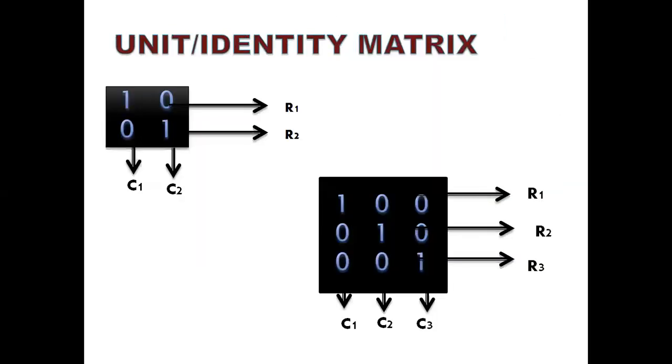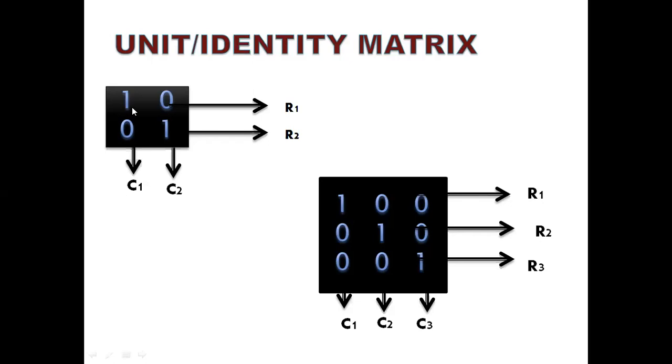Now we come to the last type of matrix in this session. It is called a unit matrix or identity matrix. It is nothing but a special case of a square matrix. How is it special? Do you notice these matrices? Here, two examples are given.